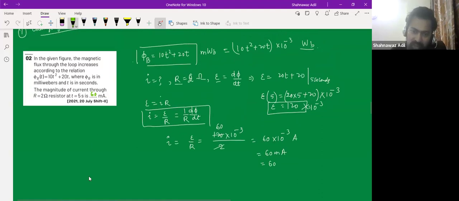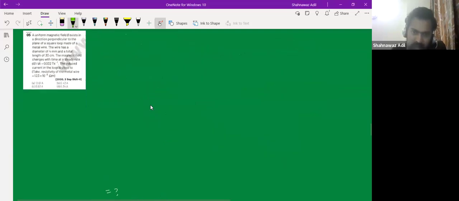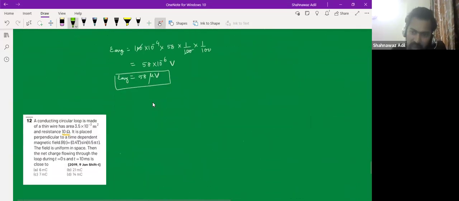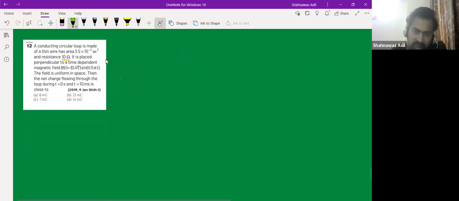Now let us do another question to understand. So let's do this question. You have a thin wire whose area is 3.5 into 10 to the power minus 3 meter square. So area is this, and it is placed perpendicular to the magnetic field.